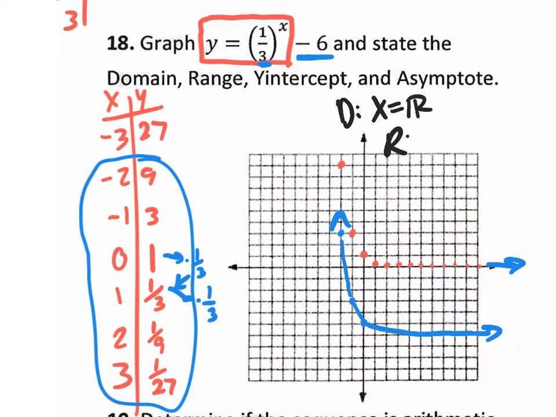The range, you're going to put y is what for the range? Is it above or below your asymptote value? Is that blue graph above or below this green line? It's above, right? So y is what? Above, greater than -6, the k value.